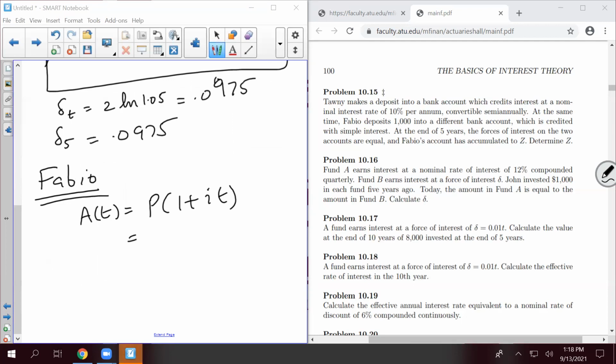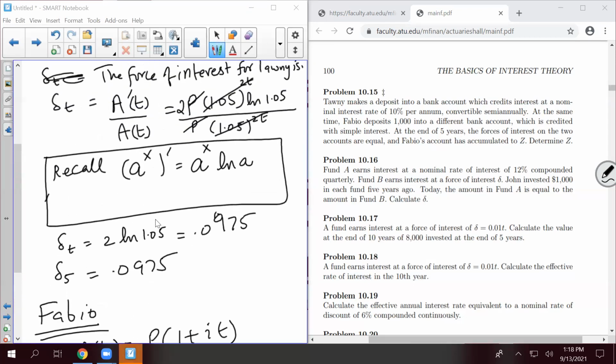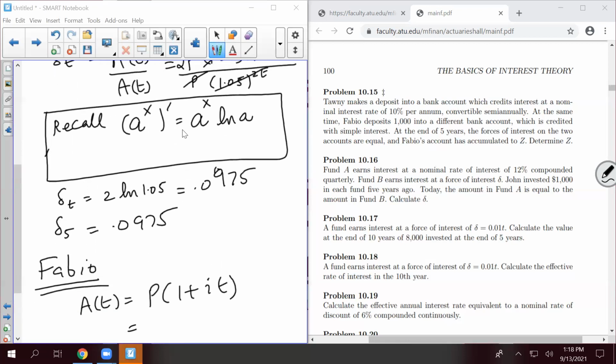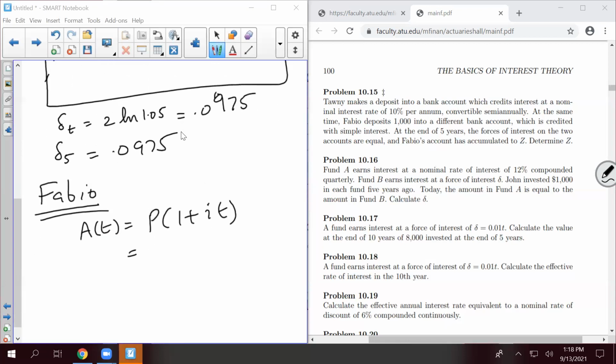actually, I don't even care if he deposits 1,000 or whatever, because this is going to cancel out. The principal always cancels out when you do the force of interest formula, because whatever the principal is, it's going to appear again in both numerator and denominator and cancel. So they didn't even have to say it's 1,000, it could have been untold. But okay, let's just write 1,000. And are we given his interest? No, it just says simple interest. So that's pretty much it.